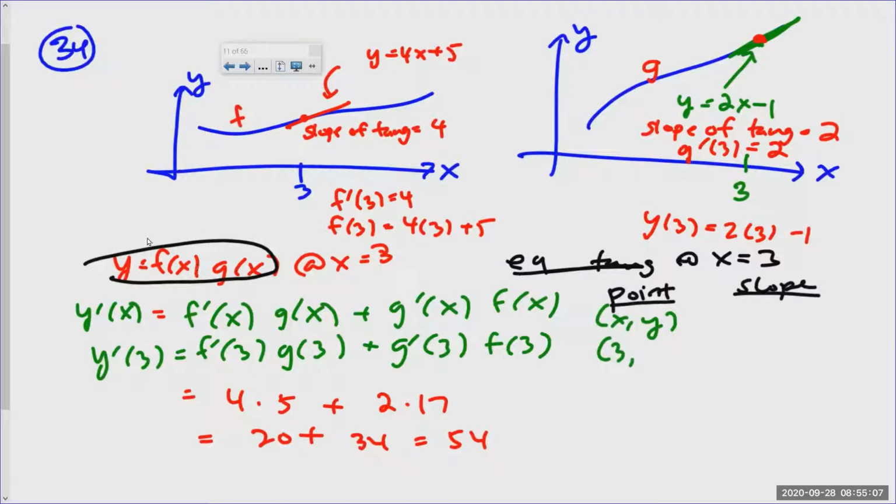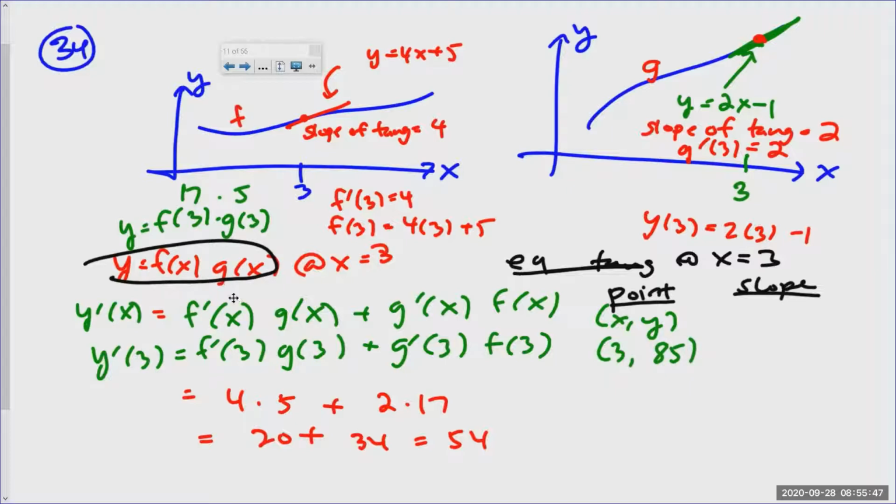So what's my point? 3, comma, how do I get my y value here? Yeah, you plug in this right here. Do you guys see this? y is equal to f of 3 times g of 3, okay? And I think I know that. I think I found g of 3 was 5. Does that make sense? And I have found f of 3 was 17. Okay, so y is equal to 17 times 5. 85? No, what's 7 times 5? 35? Is 85? Okay, so that's going to be 85. Okay, how did I do that? Just this formula right here: y equals f times g at x equals 3.